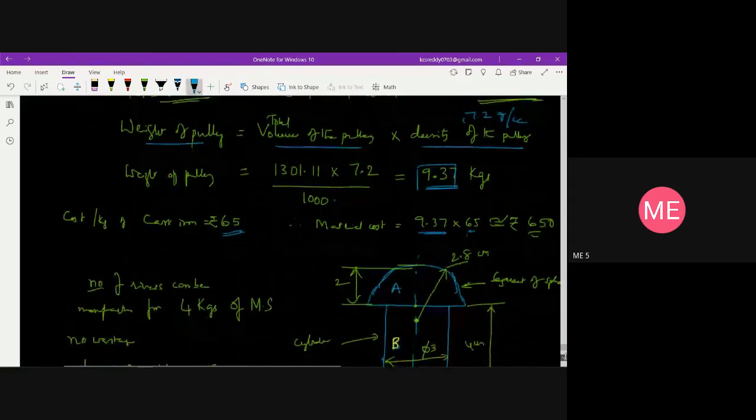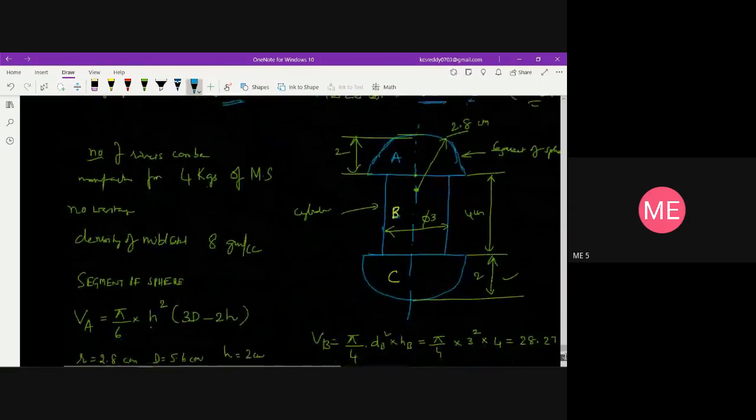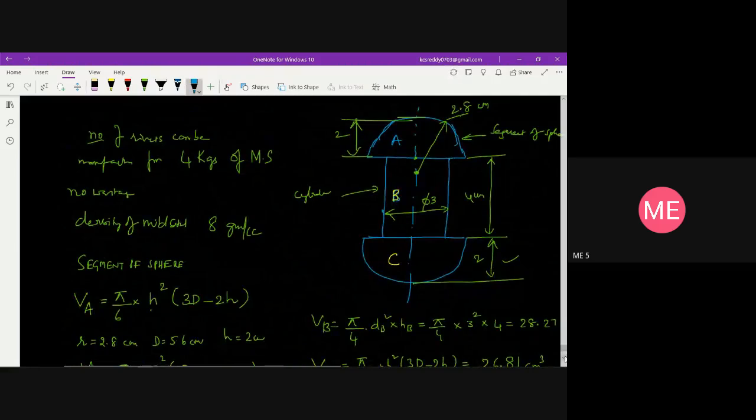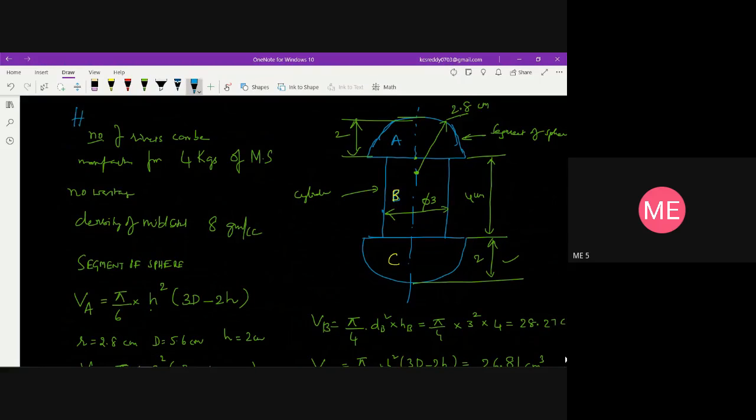Similar to that, we have discussed one more problem, where the question is how many rivets can be manufactured. I have a total weight of mild steel given as 4 kg. I have a raw material of 4 kg, and with this raw material I want to produce the rivet.